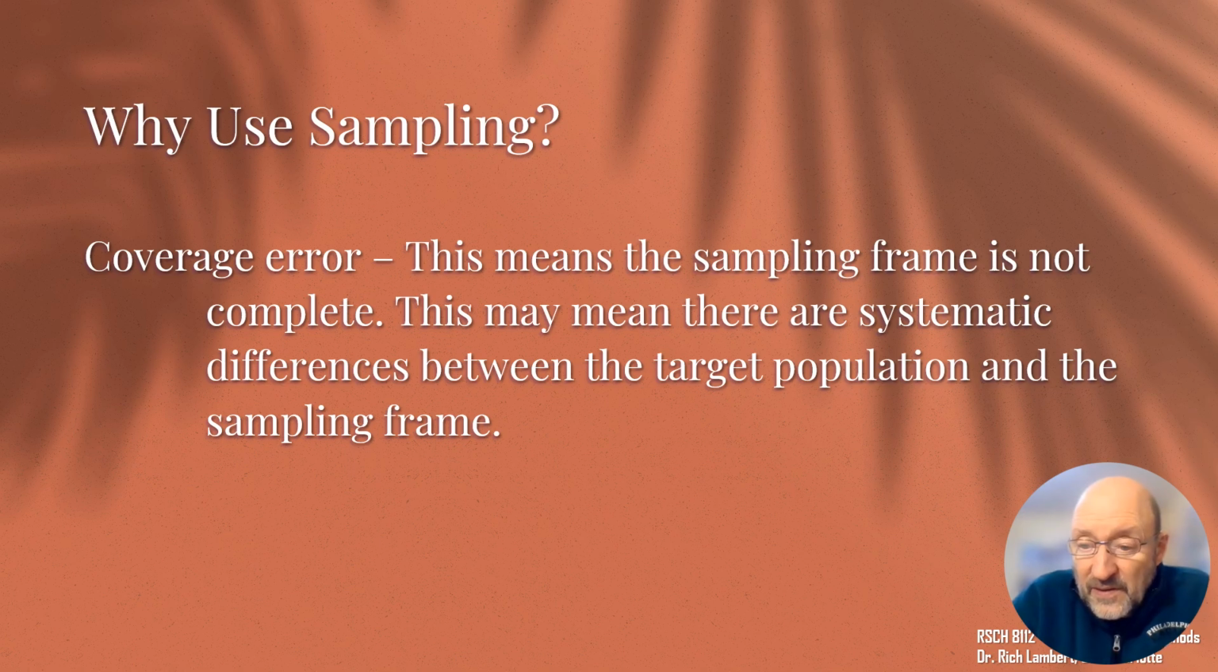Similarly, coverage error, you may remember we've talked about this in previous weeks. Coverage error has to do with the sampling frame, or your best available list, not being complete. This may mean there are real systematic differences between your population and the list you have, or the difference between the target population and the sampling frame is substantial and important and would give you biased results. Again, using sampling, you can overcome the problems with coverage error by creating a sampling plan that matches the actual characteristics that are in the target population.